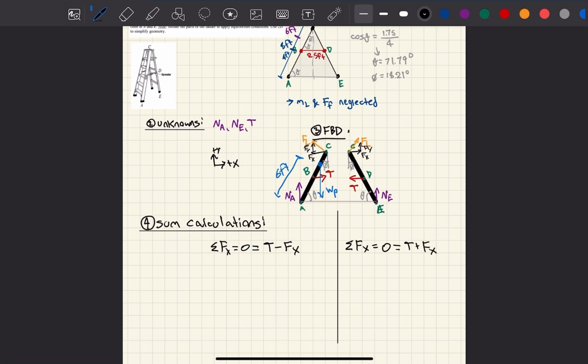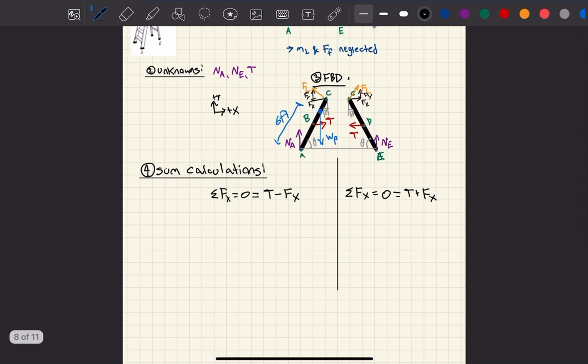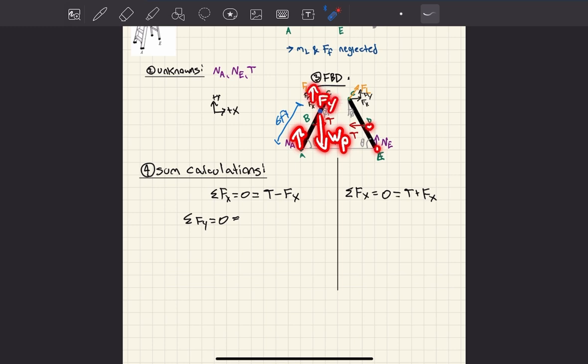Perfect stuff. Okay. Now the summation of the y forces is basic stuff, so don't stress too much about it. So this is NA, you have WP, and you have FY, right? Similarly on this side, you have the same thing, but you have NE on this side, and you have FY, but you do not have WP. It will be very wrong if you put this weight force on both sides, so please take note of that.